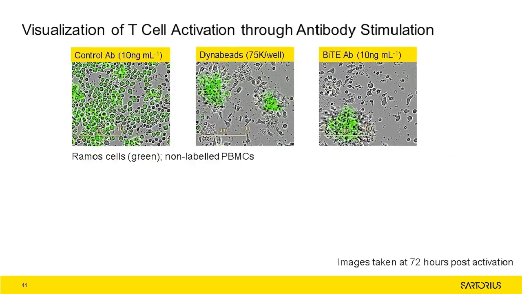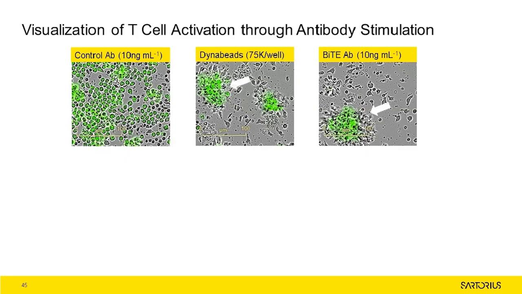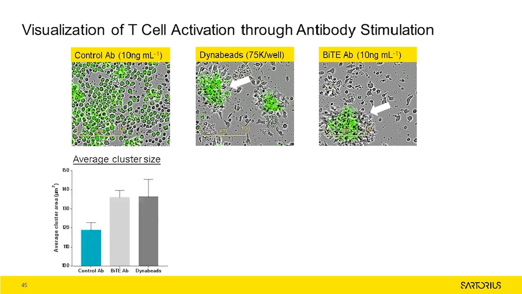BiTE activation can also be visualized by looking specifically at morphological changes. BiTE stimulation was compared to the well-characterized Dynabeads activator beads. These images of the co-culture were taken at 72 hours and compare the two activators to the control antibody mentioned earlier. In the last slide, the green intensity was used as an indicator. However, here, average cluster size can be used. The arrows show how the BiTE and Dynabeads induced larger clusters when compared to the control, which can again be quantified and also plotted against time if desired.